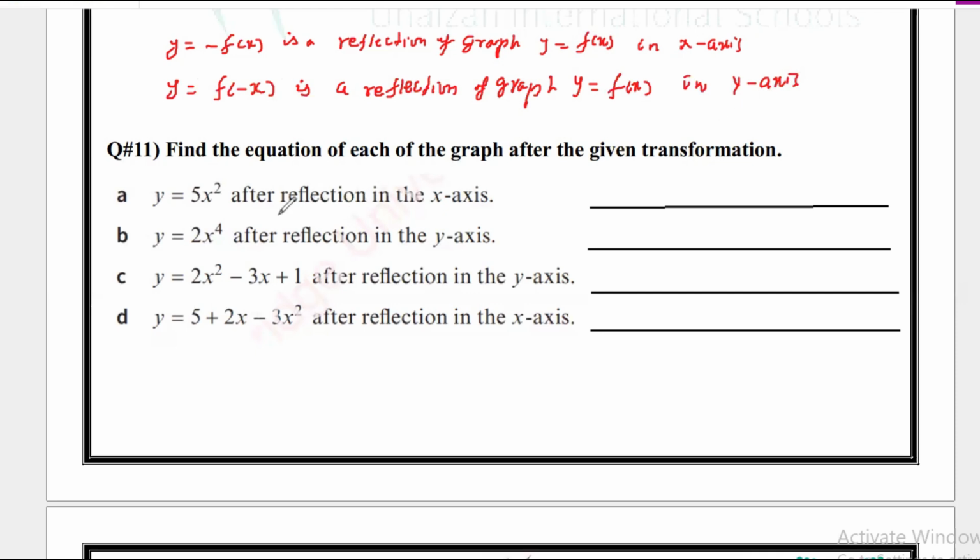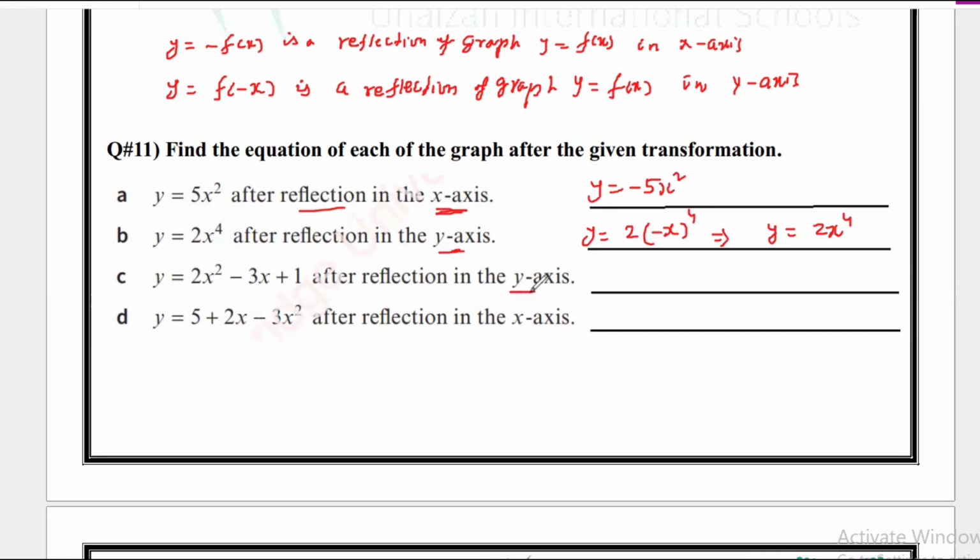So here they already mentioned the first part, y is equal to f of x square after reflection in the x-axis. If it is in the x-axis, we straight away multiply minus to the right side of the equation. So y is equal to minus 5x squared. This is the required new equation after the reflection. B part, the reflection in the y-axis. If it is in the y-axis, we apply minus inside the x, means the new equation will be 2 bracket open minus x whole power 4, which is y is equal to 2x power 4. This minus will become plus because the power is even.